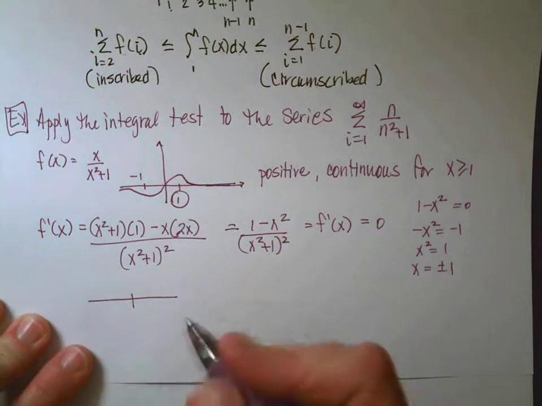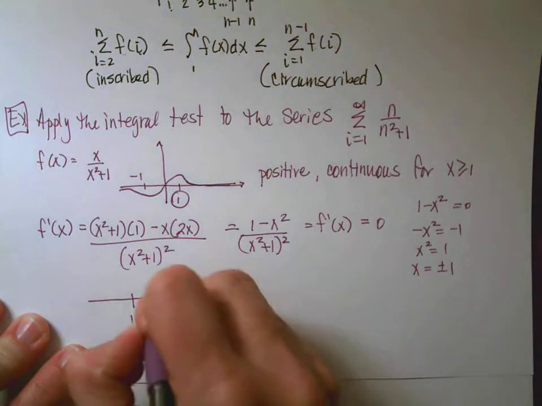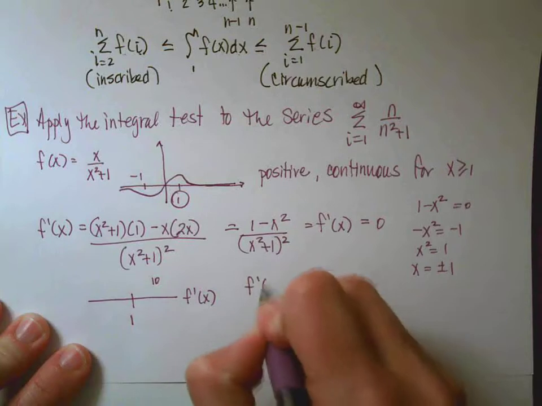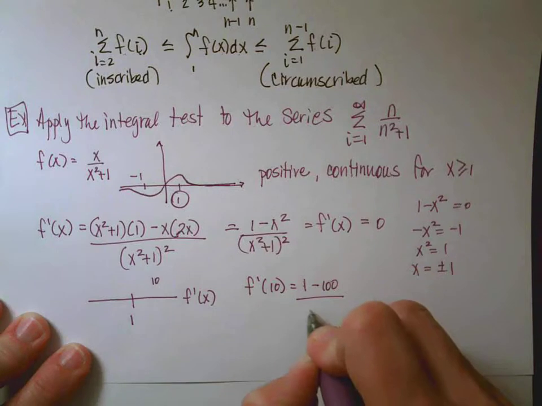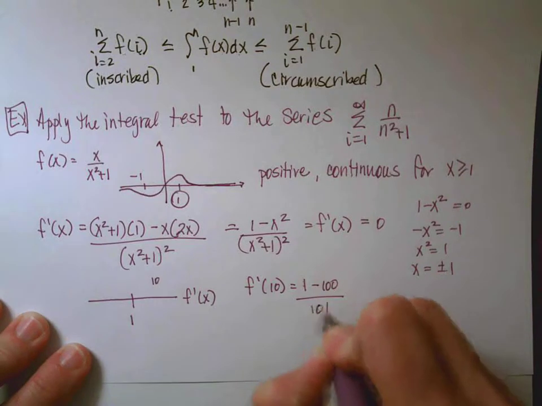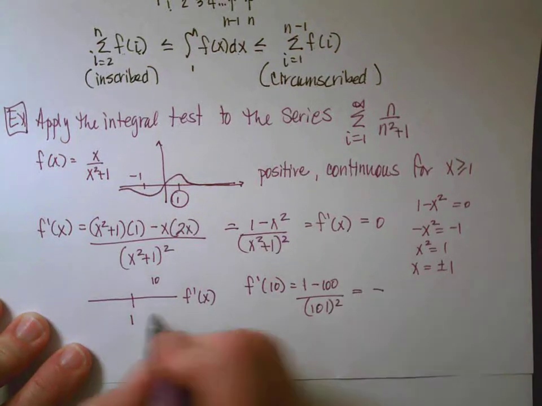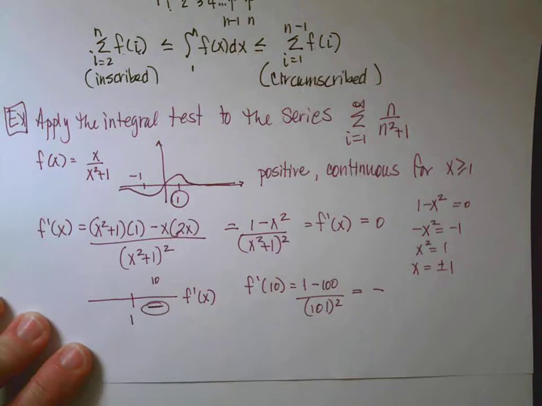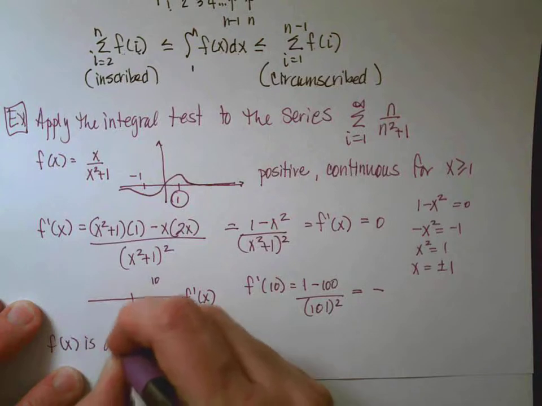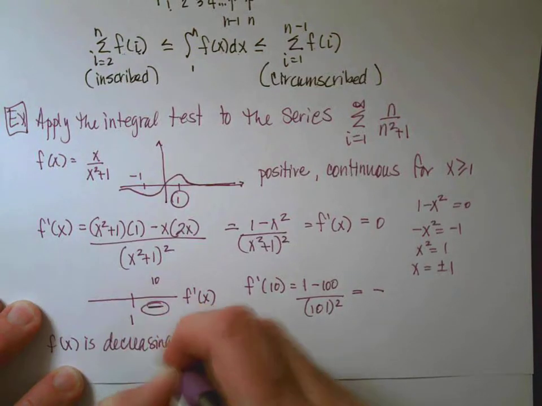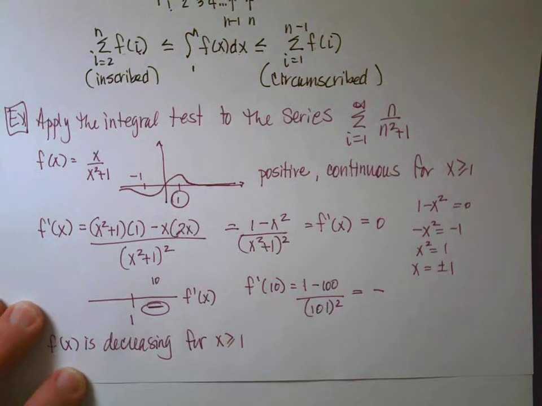So what I'm going to do is evaluate my derivative. So this is going to be f prime of x, and I'm just going to look at x greater than 1, so I'm going to substitute in 10. So f prime of 10 would be 1 minus 100 over 100 plus 1, so 101 quantity squared. This guy's negative, this guy's positive, so this is negative. So that means that my function is decreasing. So f of x is decreasing for x greater than or equal to 1.